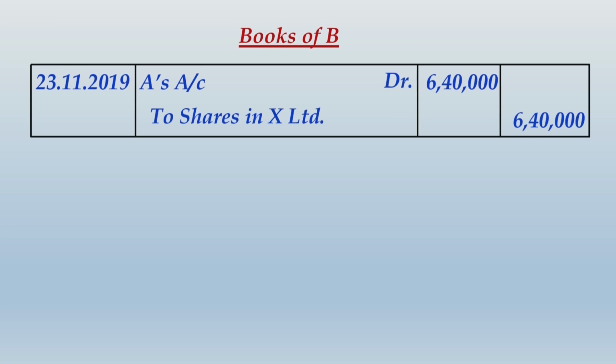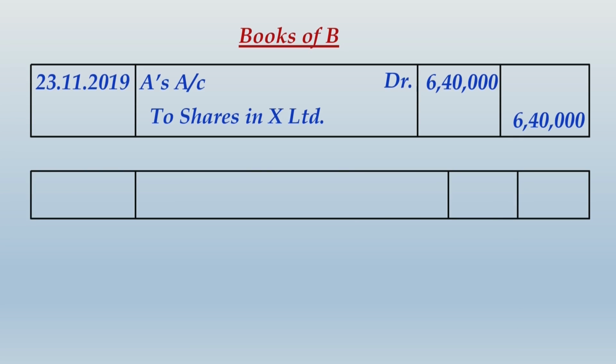So basically what B is doing, B is derecognizing shares in X Limited and it is recognizing a receivable of rupees 6,40,000. Now what will happen on the reporting date in between, that is 31st March 2020? B will not pass any entry because B has already derecognized the financial asset in the form of shares in X Limited. So B is not getting affected because of the fair value changes.